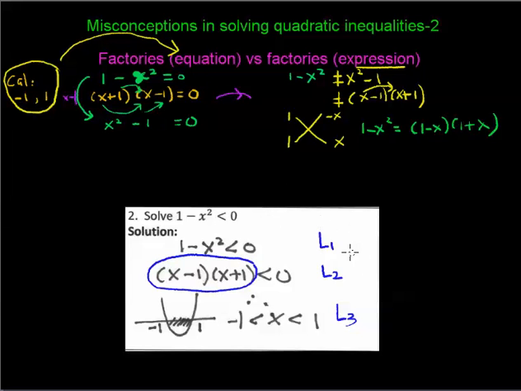The proper factors for 1 minus x squared, as I have shown you just now, is 1 minus x times 1 plus x.